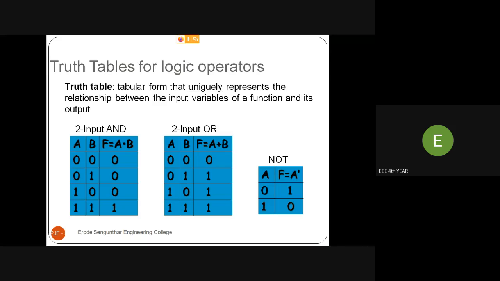The output F is equal to the input A bar. A is the input and F is the output. So if input A is 0, then the output is 1. If input A is 1, then the output is 0.